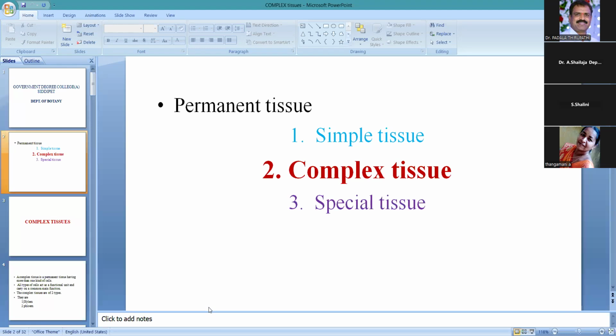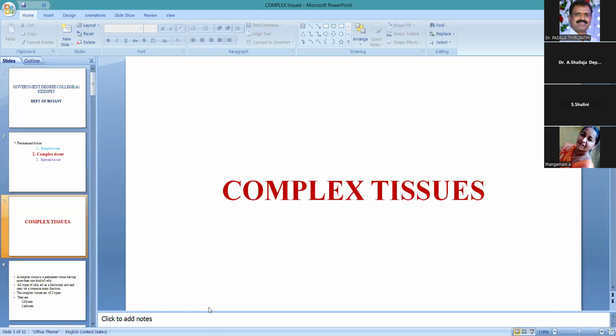So, in the last class, we discussed simple tissues. In permanent tissue, there are three types: simple tissue, complex tissue, and special tissues. In yesterday's class, simple tissues were completed. Today, we are going to discuss the second one, complex tissues. Is the PPT visible, sir? Yes, Madam.